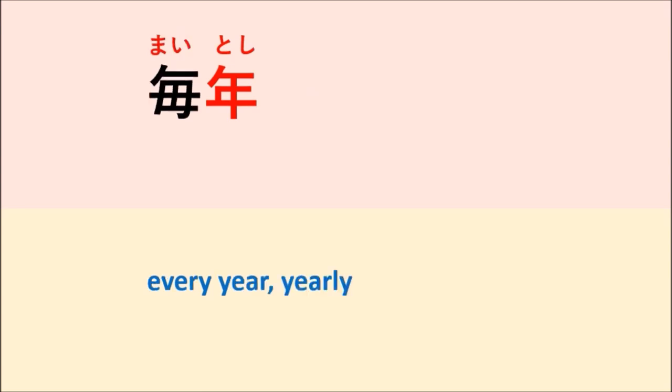Hantoshi, half year. Han has the meaning of half of something. So hantoshi means half of the year. So this hantoshi means half year or 6 months. Maitoshi means every year or yearly.